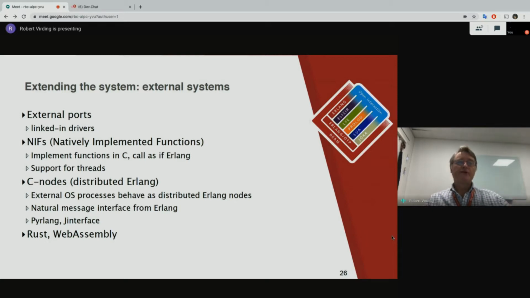C nodes are a bit in between, in that we have external nodes written in other languages that look like distributed Erlang nodes. So we can send messages to processes on them and get messages back. It's quite a nice interface. There's also work in progress looking at Rust and assembly. So this is a little bit about the Erlang system and its different levels.